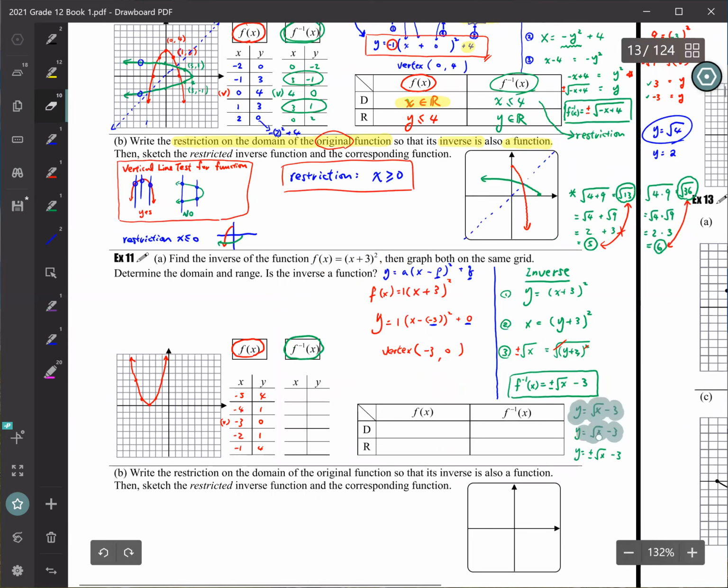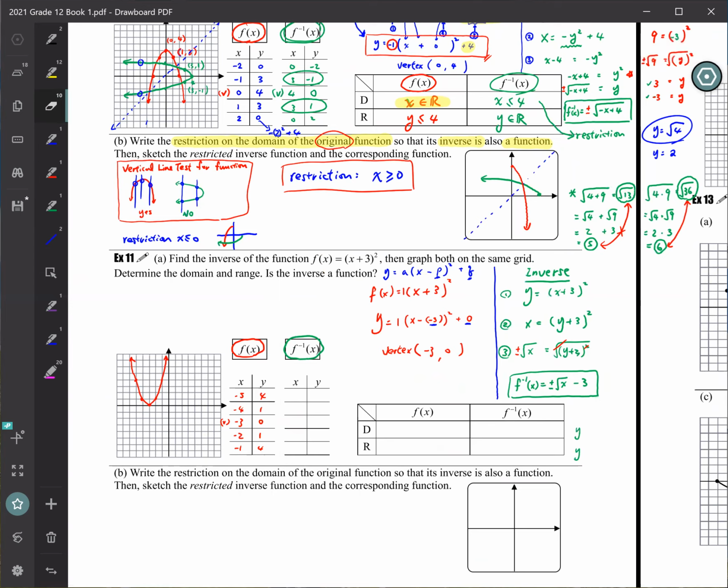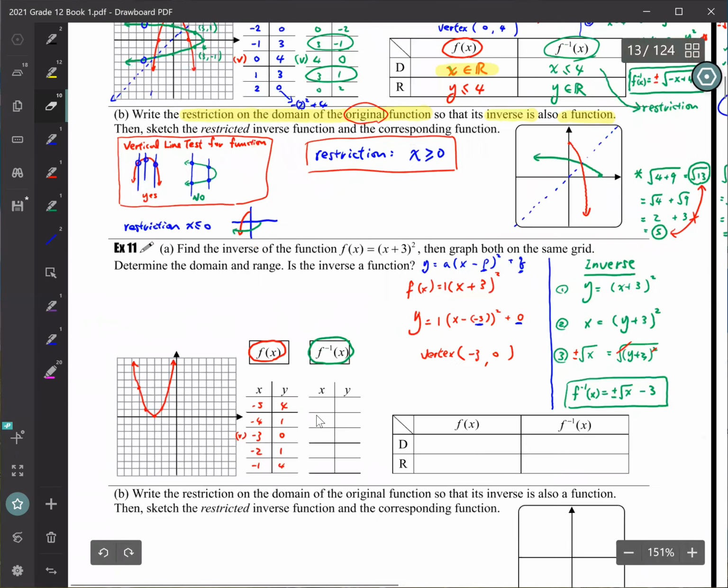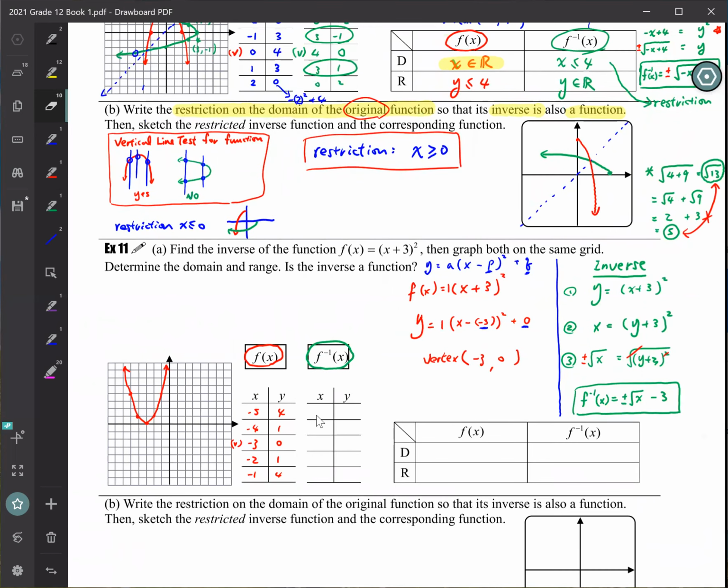Okay, so let's go to the graph. Okay, can you guys complete the graph as well? So to get a graph, think about how we did the graph before. How do we get the table? Okay. So once you finish the graph, please raise your hand. And then before you complete it, ask yourself, the original opens up. So inverse should be opening which way? Okay, think about this question.